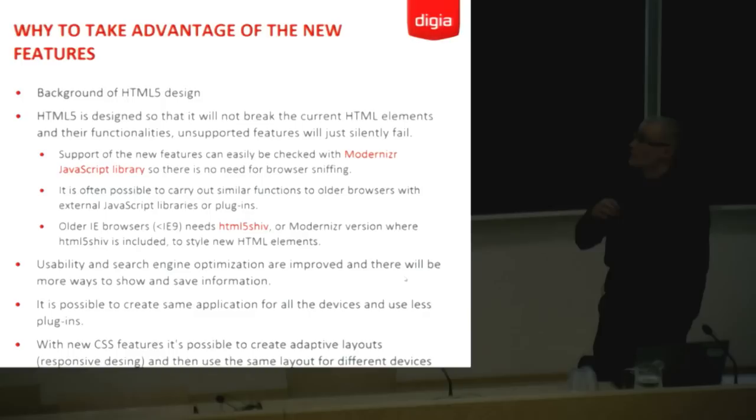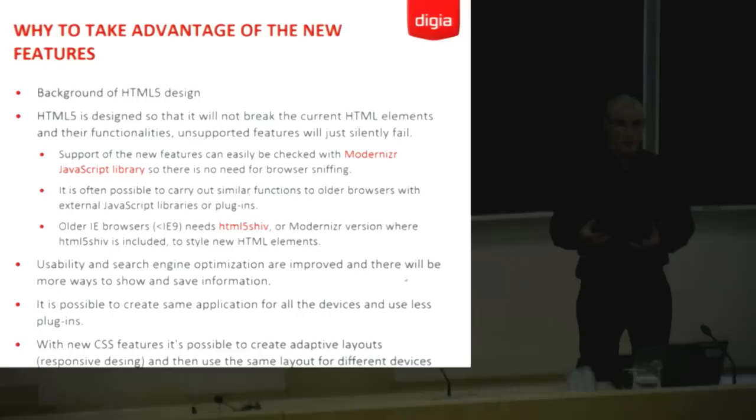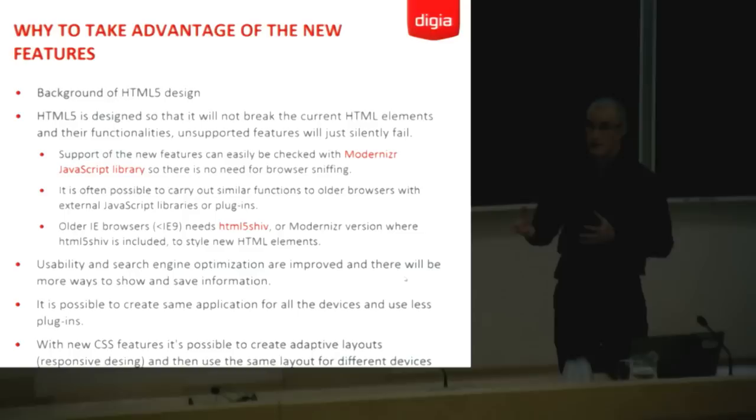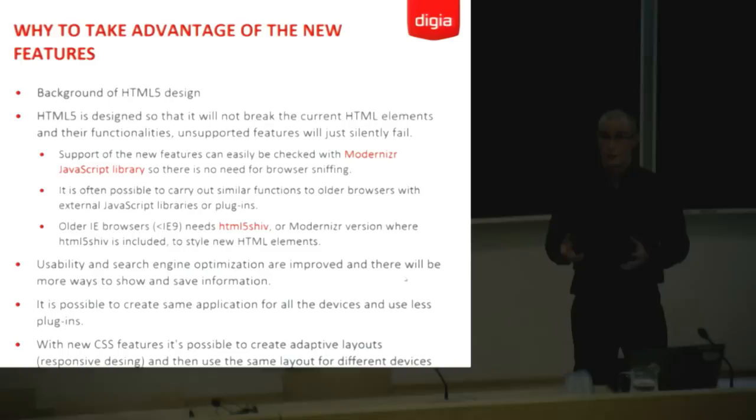So if you are using HTML5 semantics, you can use them. There is no point in not using them. And we have some examples coming up. To create web pages that are usable for all browsers, we need to check which features are supported by the browser that the user is using. A very good library for this is Modernizr. You can check if SVG is supported, or if HTML5 video or something else is supported. And you can create a backup plan, for example using Flash or other plugins or JavaScript libraries.